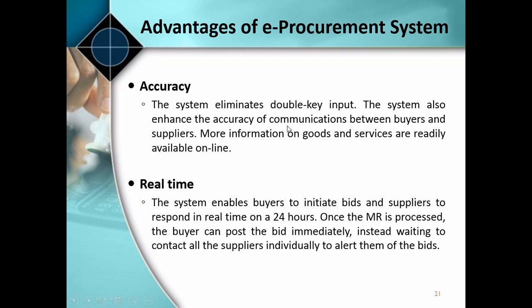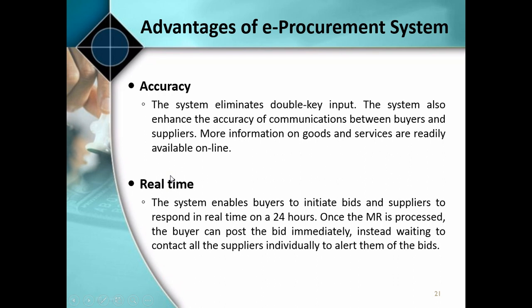Okay, then more information on goods and service are readily available online. Of course lah, everything adalah secara online. Kita boleh contact supplier pun secara online. Okay, so takkan ada delay on everything. Which is with more accurate information on goods and service, it is easy for us to make a good decision. Okay, tanpa kita buat keputusan yang salah lah.